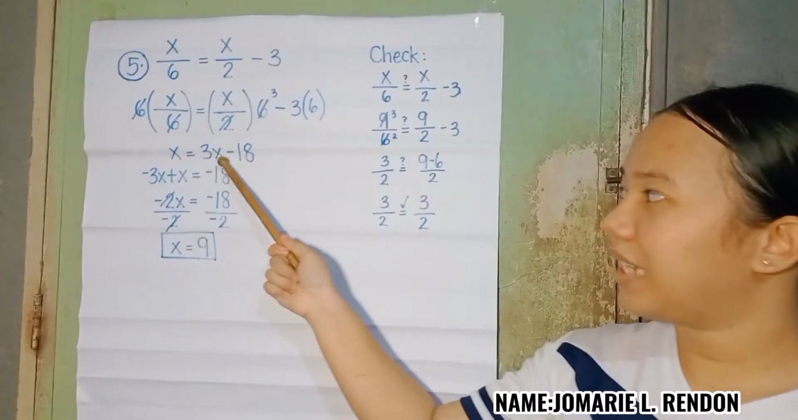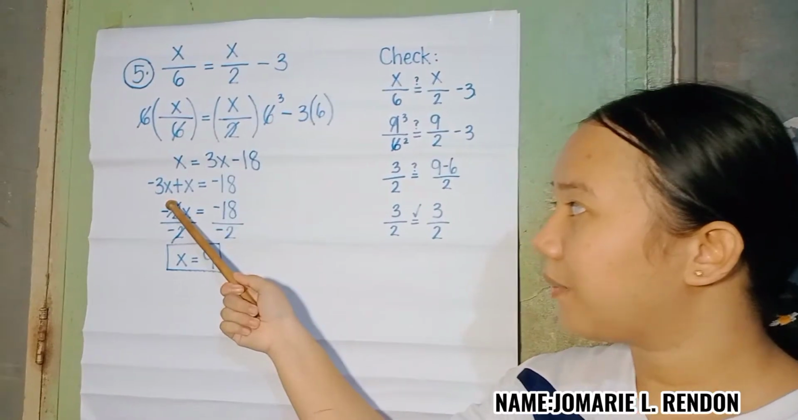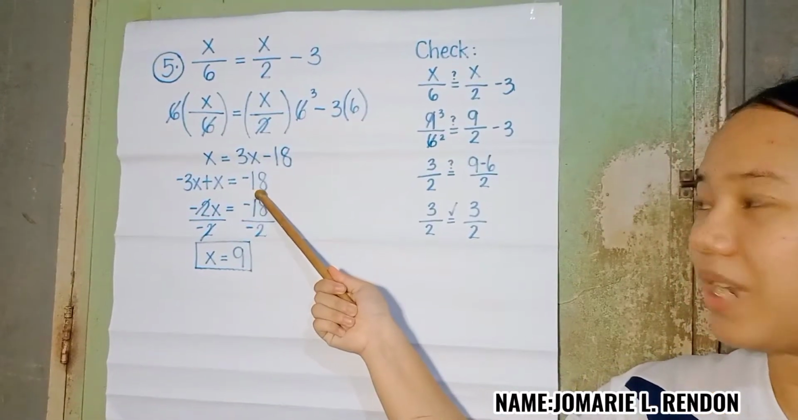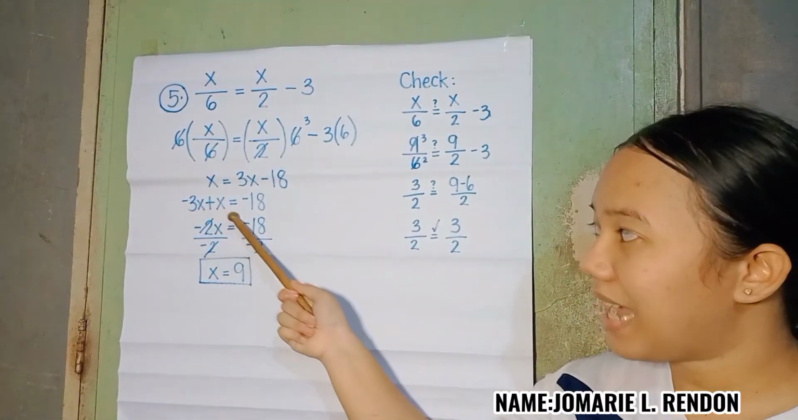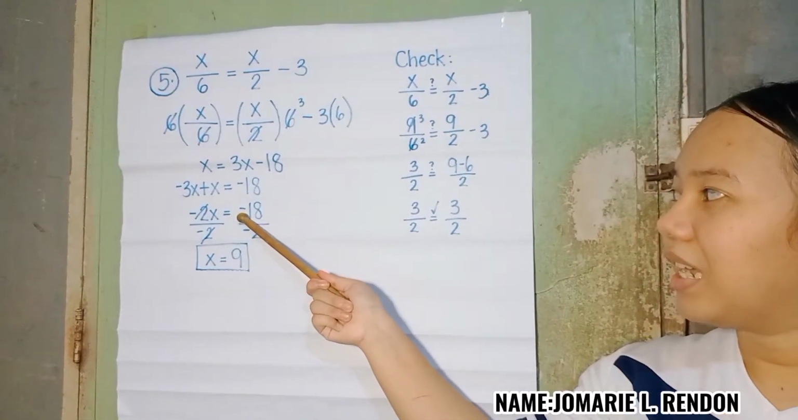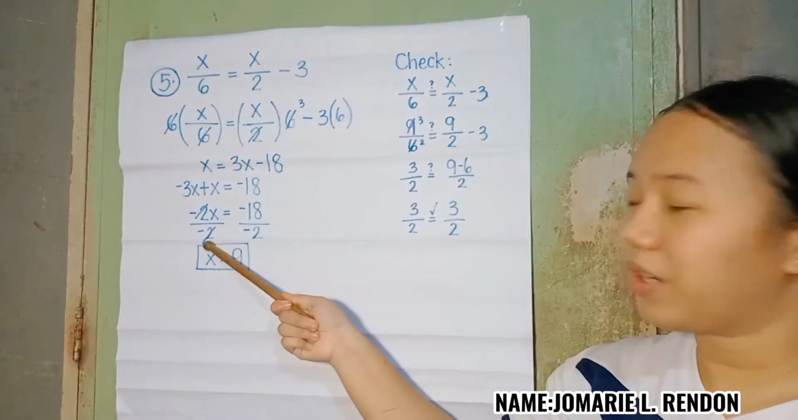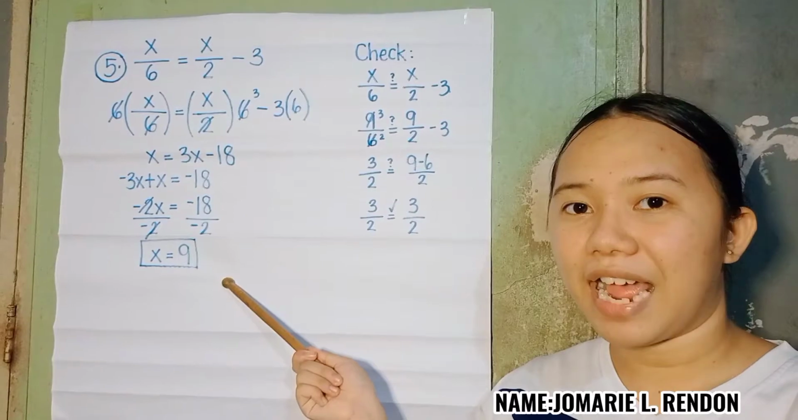x is equal to 3x minus 18. So we need to transpose 3x. So negative 3x plus x is equal to negative 18. And so negative 3x plus x is equal to negative 2x, and that is equal to negative 18. So we need to divide by negative 2. So we can come up with the answer 9.